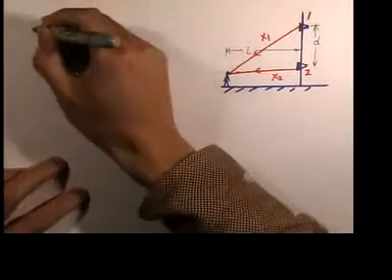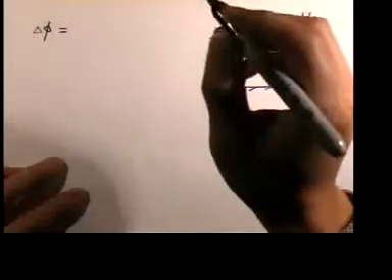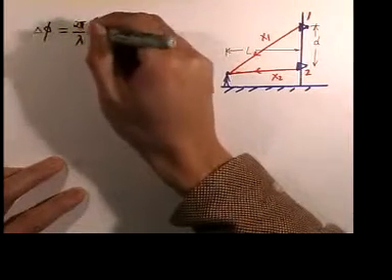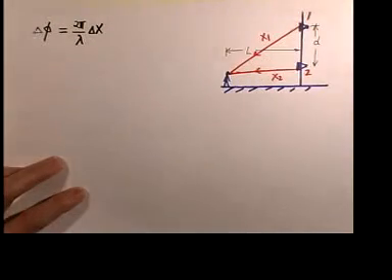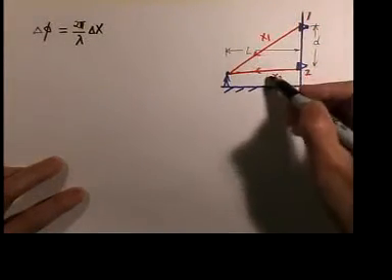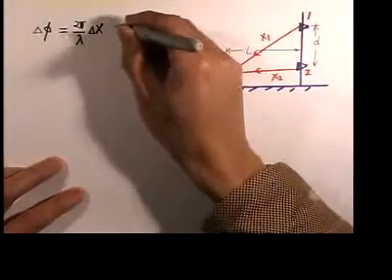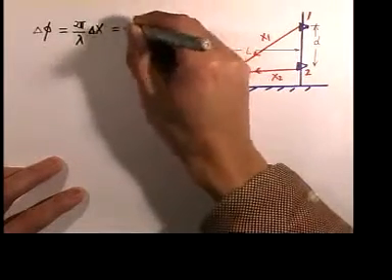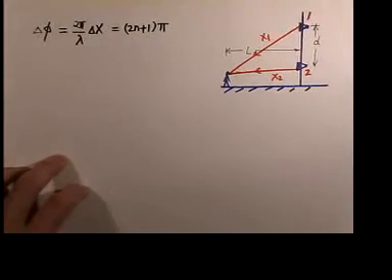And delta phi, as we know, equals 2 pi over lambda, that's k, right? And then delta x. If we want an intensity minimum, then we want these two waves to have destructive interference at that location. In other words, we want delta phi to be an odd multiple of pi, okay, 2n plus 1 times pi. Here n can be any integer, right? This is the condition for destructive interference, in other words, a sound intensity minimum.